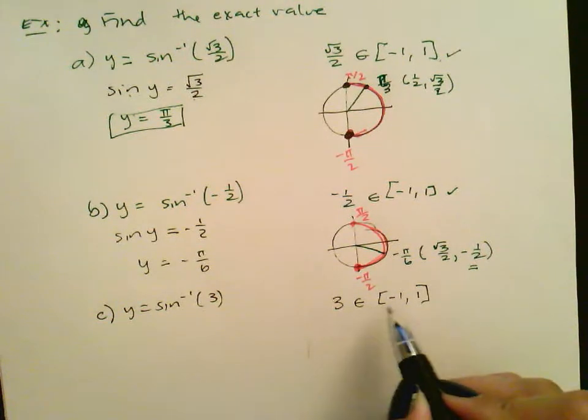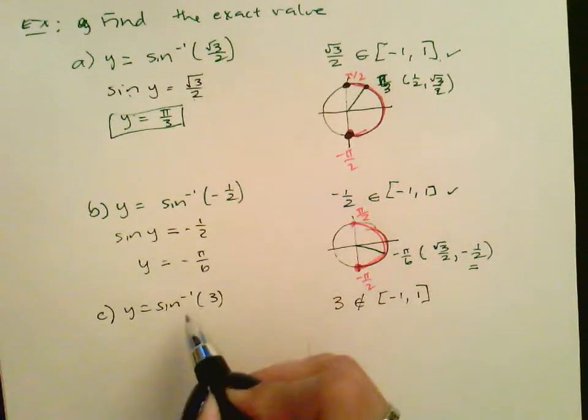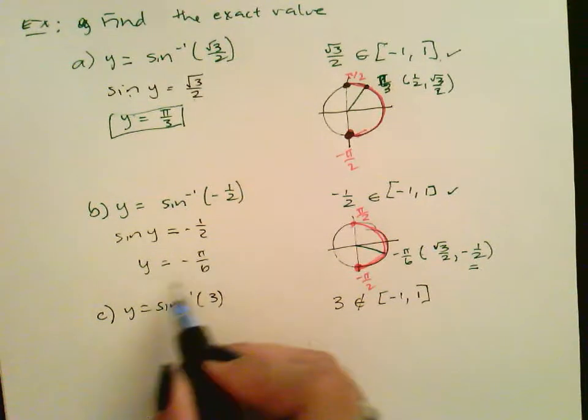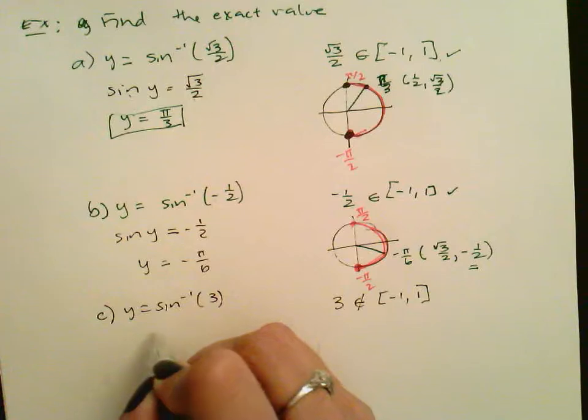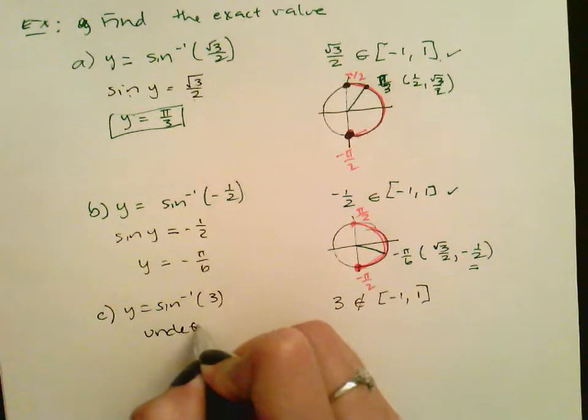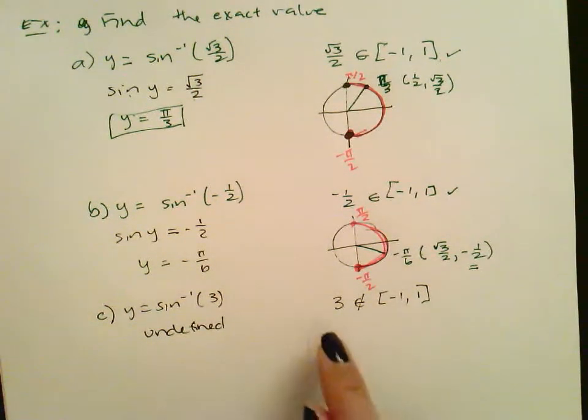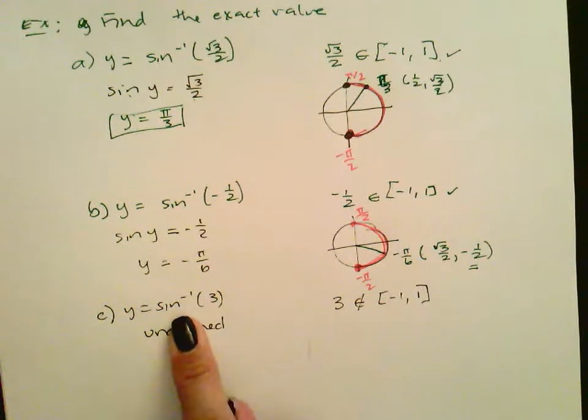3 is not between -1 to 1, which means that we are not able to find an answer for this because this is undefined. And again, it's because this input for the sine inverse does not meet the restrictions for what sine function oscillates between.